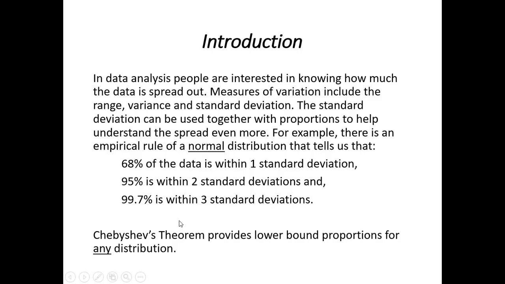Now, Chebyshev's theorem provides similar but lower bound proportions for any distribution. So the listener should be well aware that these percentages only apply to a normal distribution. What we're going to learn about applies to any distribution.